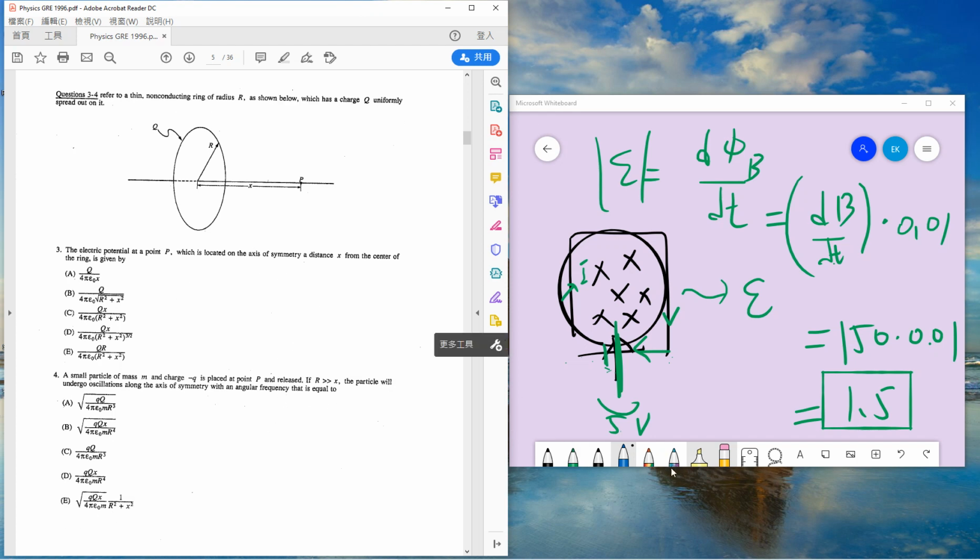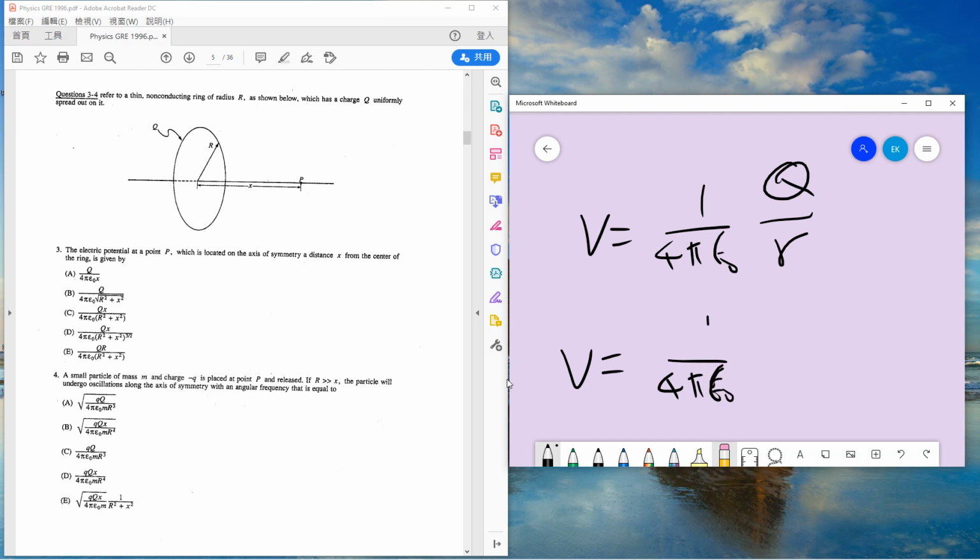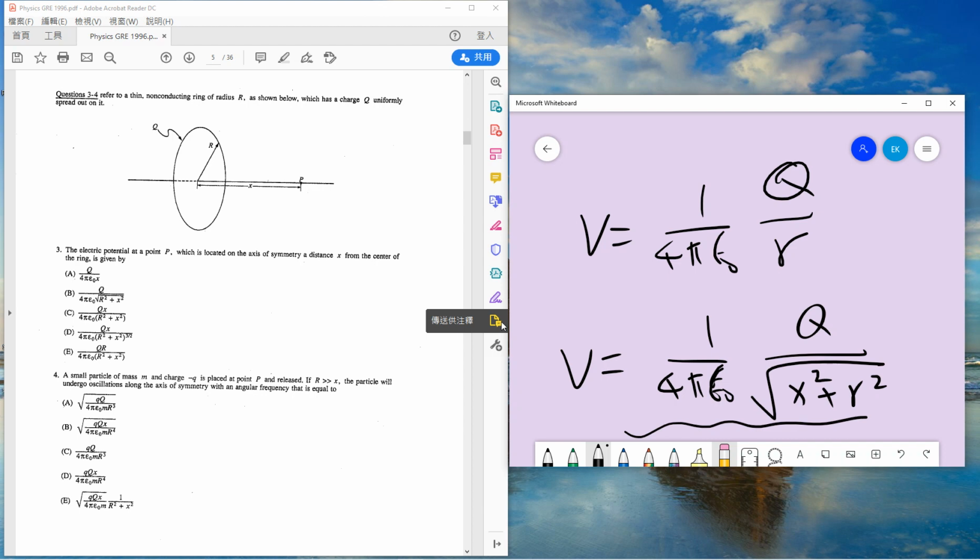Okay, and this one is an old school question. Basically, you have a ring of charge Q, and you ask about the electric potential from this point. Remember that potential is Q divided by 4 pi epsilon R, and we should do the integral in general. But now all of these Q have the similar distance, which is the square root of x squared plus r squared. So the answer is just this, large R. So the answer is B.